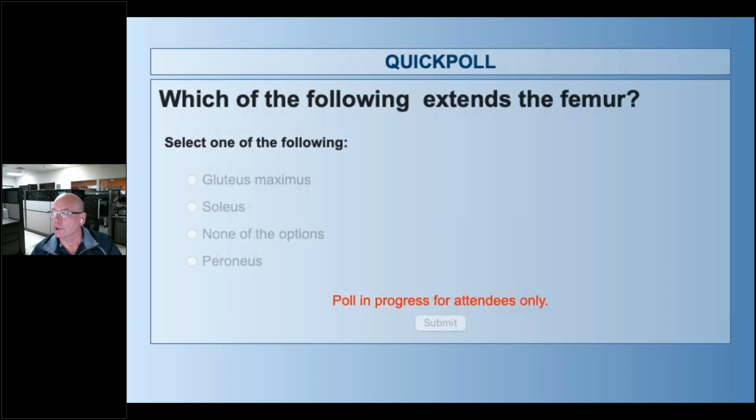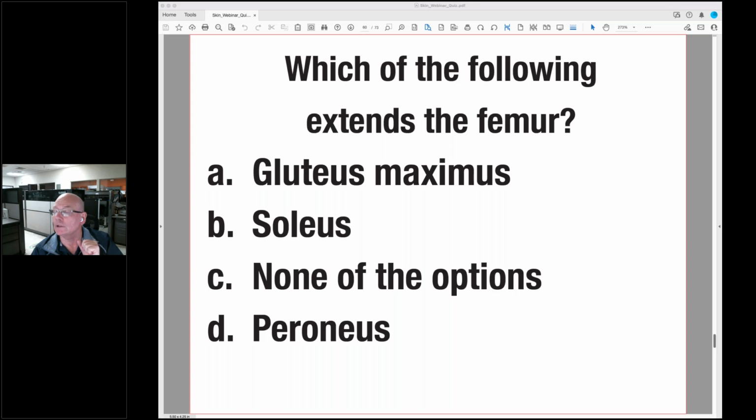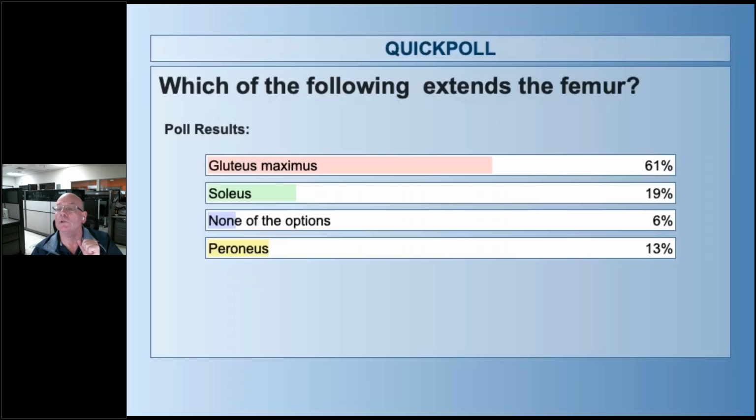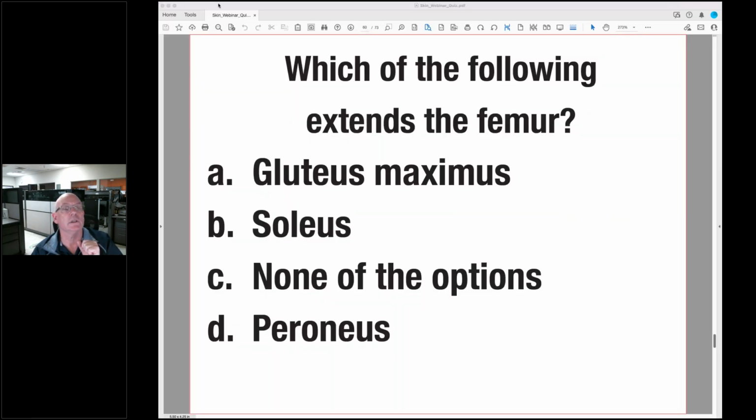And how are we doing? So let's go ahead and finish up. Take a guess if you don't know. Think about where these muscles are and what they would do as you do. So last couple of seconds and closing. Almost 2/3 said gluteus maximus, which is the correct answer.